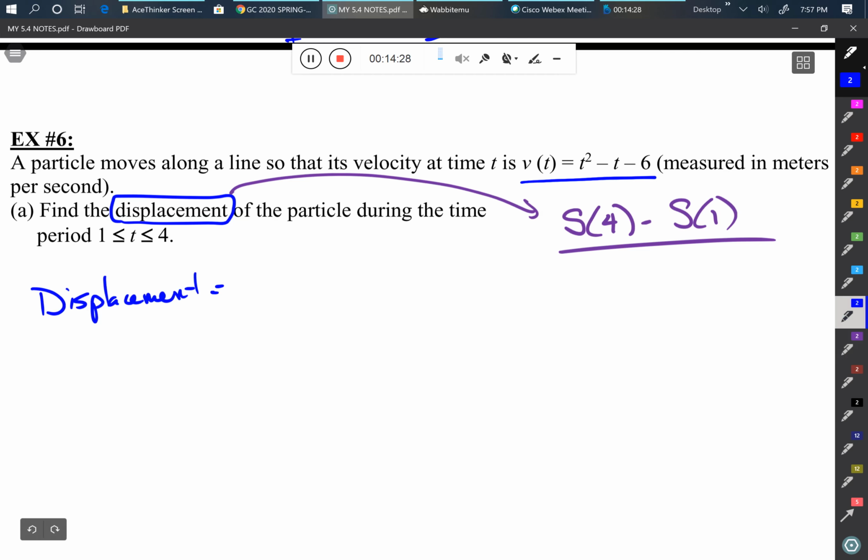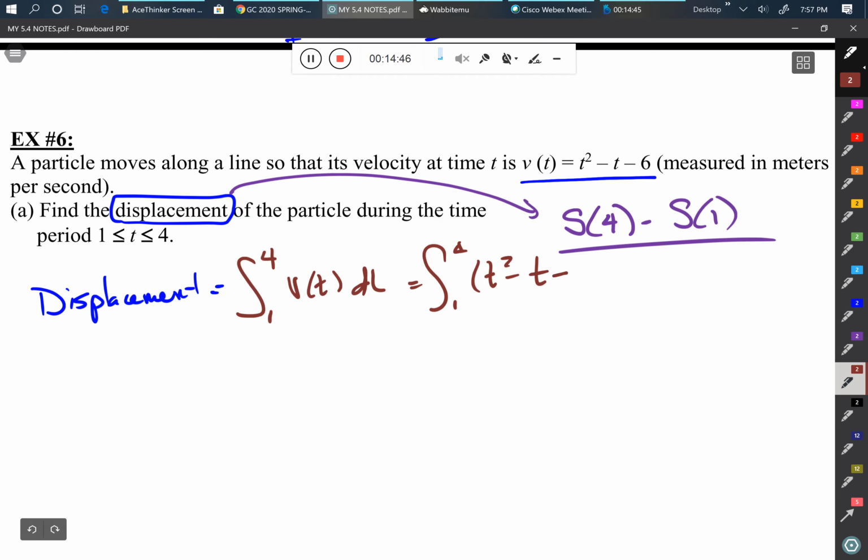an integral. And I'm going to say the displacement is going to be equal to the integral from the start time to the stop time of the velocity function v of t dt, or more specifically, the integral from 1 to 4 of t squared minus t minus 6 dt. Okay? So I am asked to perform a definite integral, and because it is a definite integral, I know I'm going to have a numerical value as my final answer.